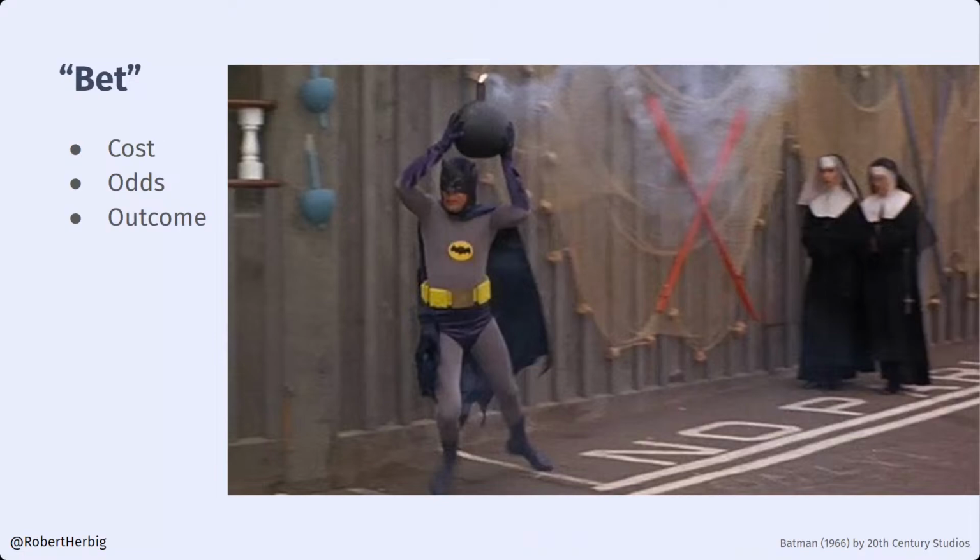Which brings me to my third point, outcome. This is where we differentiate the singular outcome when a situation resolved itself versus the many possible outcomes. In this situation, Batman may dispose of the bomb, or Batman may blow up the nuns.